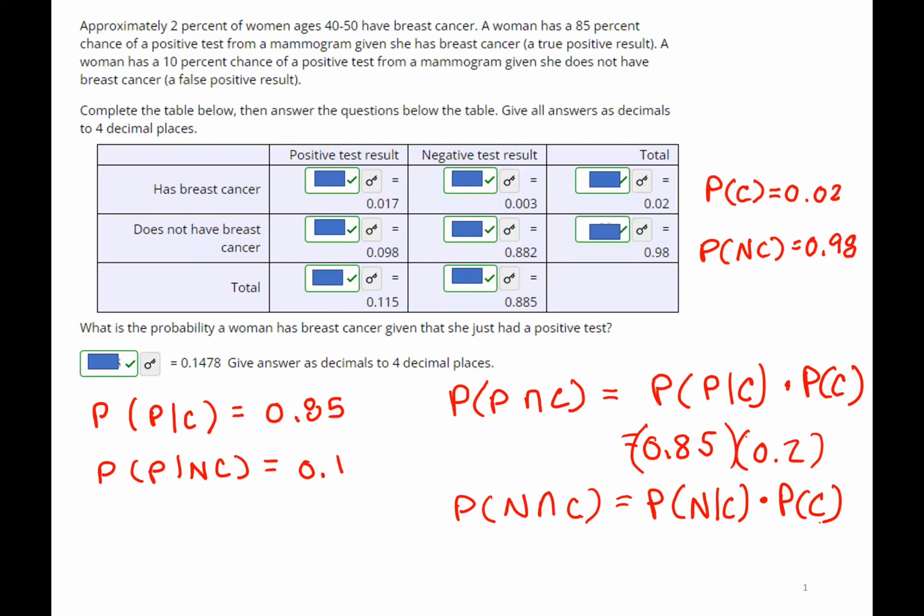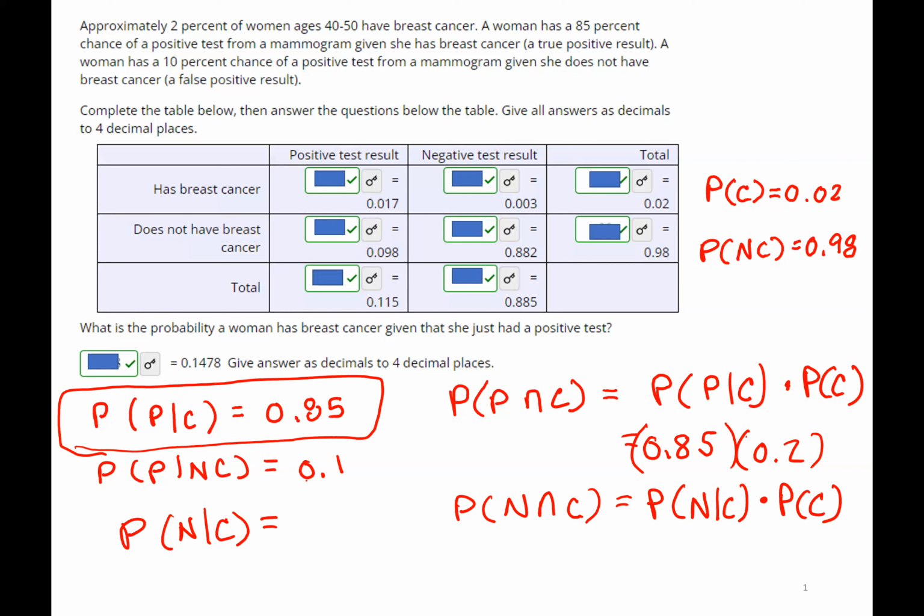Okay, so if the probability of her getting a positive, given she has cancer, then the probability of her testing negative, given she had cancer, is going to be 1 minus that. So this is going to be 0.15 times the probability of having cancer, which is 0.02. Is that right? So that's going to be 0.003.